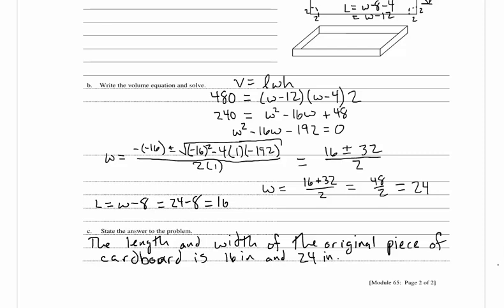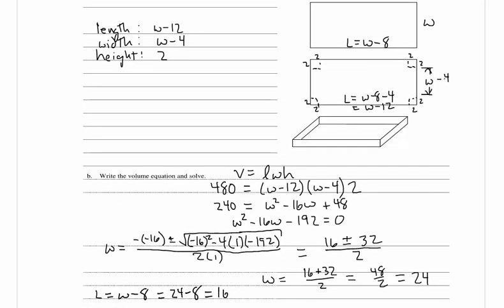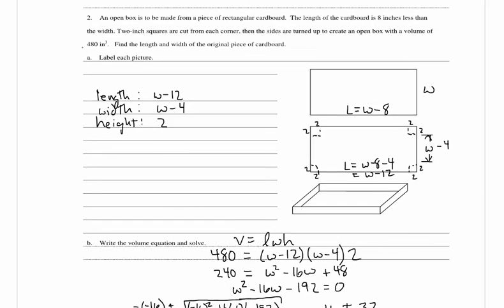If they wanted to know the dimensions of the cardboard box that we created, then we would use W minus 4, so the width would be 20. The length would be W minus 12, or 12. And if we were to multiply together 20 times 12 times 2, we would get the volume that they gave us in the problem, 480 inches cubed. So you have to be careful about what they're asking for. They gave us information about the box, but they were asking questions about the original piece of cardboard.